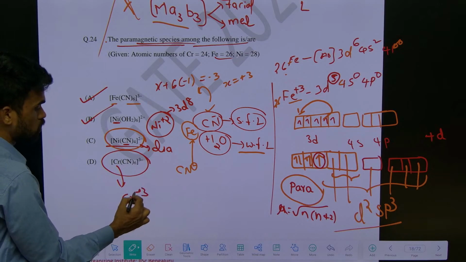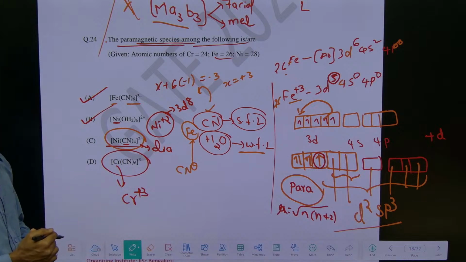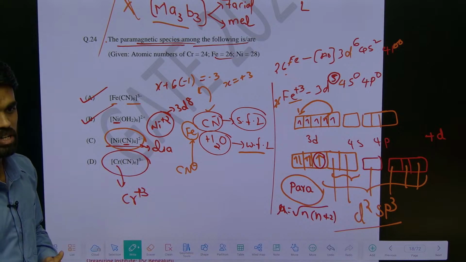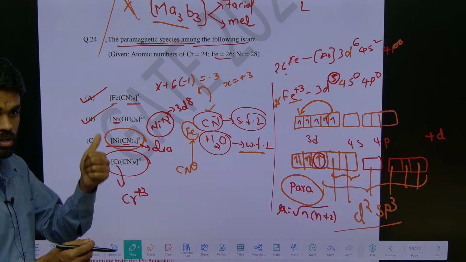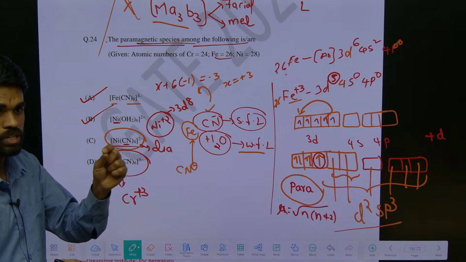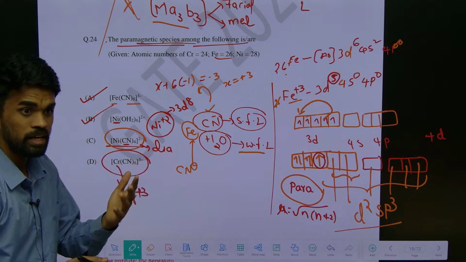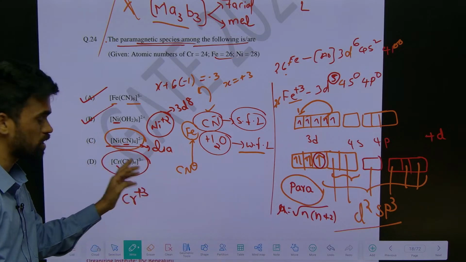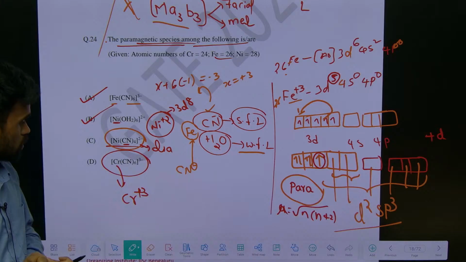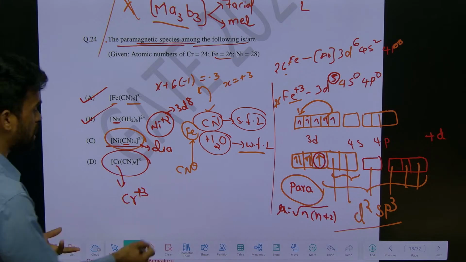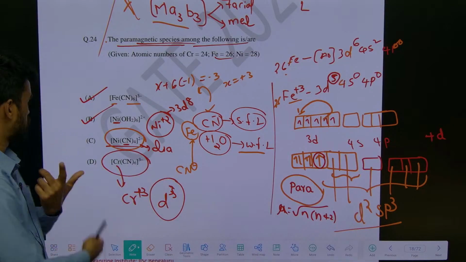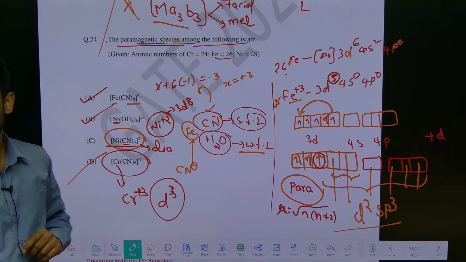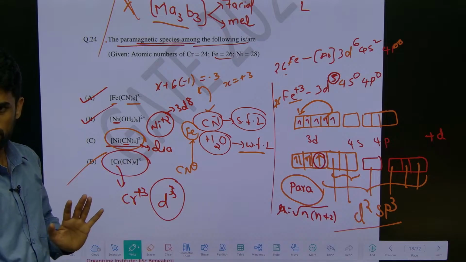Plus 3. So chromium plus 3 means what is the electronic configuration? Chromium 24, so 3d5 4s2. Remove 3 electrons. Plus 3 oxidation state means 3d3, an odd number of electrons now. So what I told you, an odd electron means definitely one unpaired electron. So paramagnetic. Directly we can answer. Okay, you got the concept?